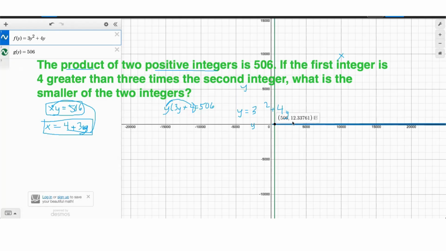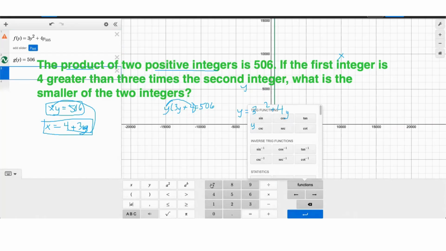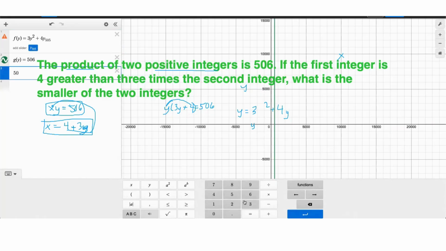If you take 506, if we were to clear this out for a second, and say 506 divided by 12, we would say the bigger one is around 42. So we want to find the smaller of the two integers. So we know that the smaller one is going to be around the value of 12, sorry.